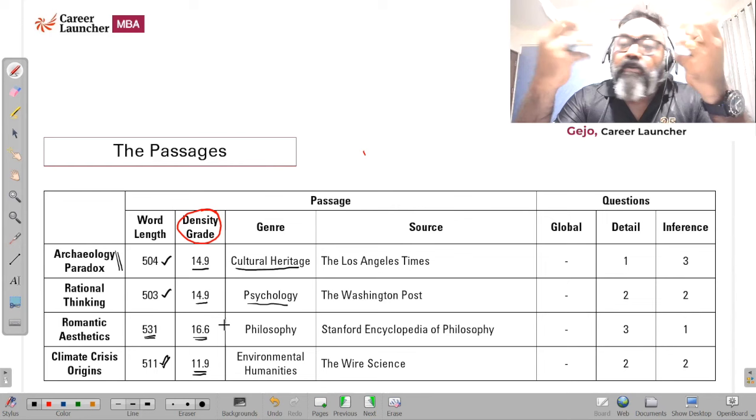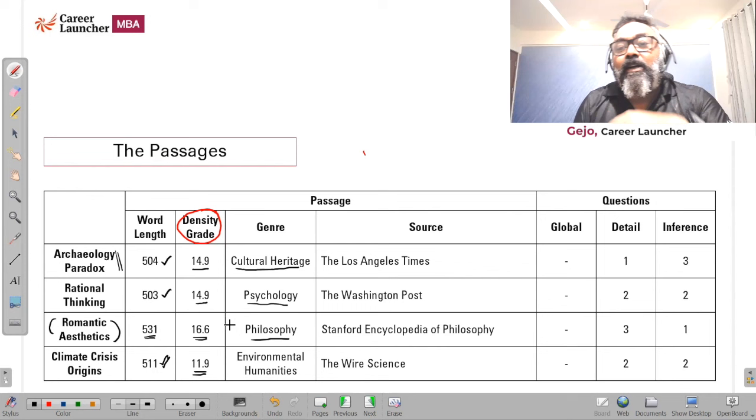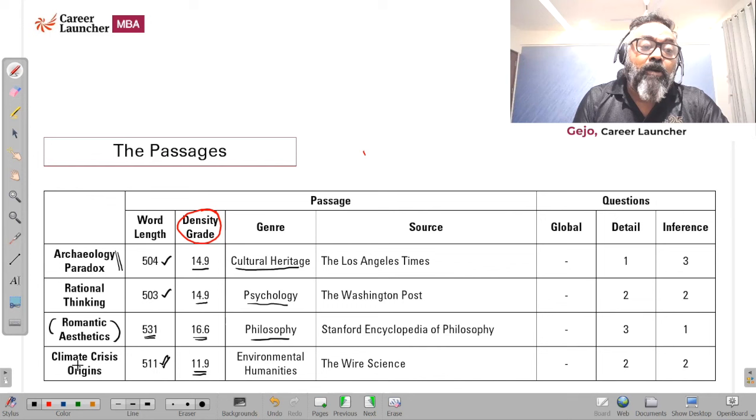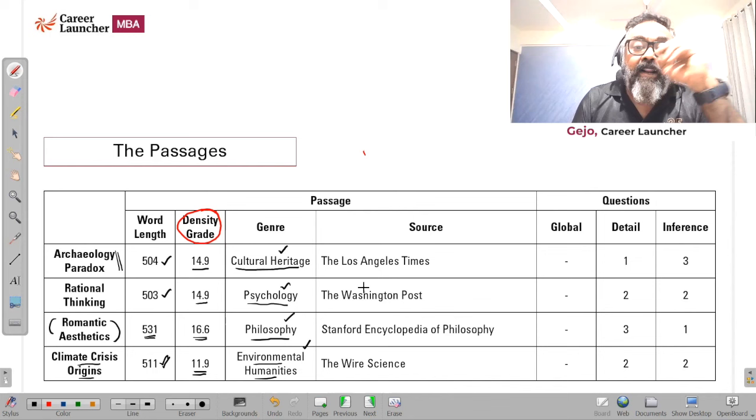The third is on philosophy, romantic aesthetics, probably one of the passages that many people found difficult to comprehend. And the last one is about the origins of the environmental crisis. As a genre, you can call it environmental humanities. That sort of sub-discipline is what you can call it. So one thing to note is that it is from diverse areas, which is what you expect in CAT. But now look at the source.